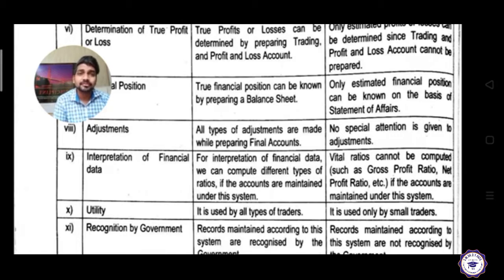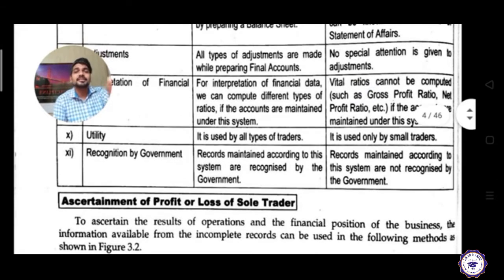And in double entry system, for interpretation of financial data, we can compute different types of ratios if the accounts are maintained under the system. But under the single entry system, only vital ratios can be computed, such as the gross profit ratio, net profit ratio, etc., if the accounts are maintained under this system. And under the double entry system, it is used by all the types of traders, but the single entry system is used only by small traders.